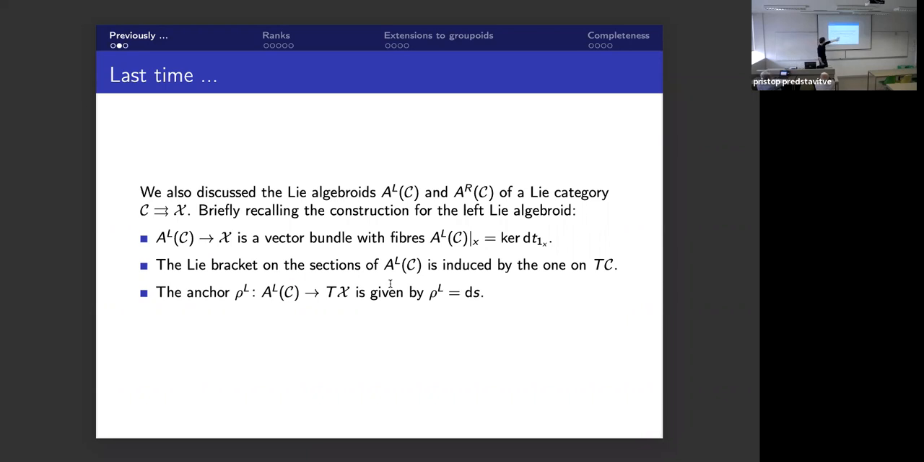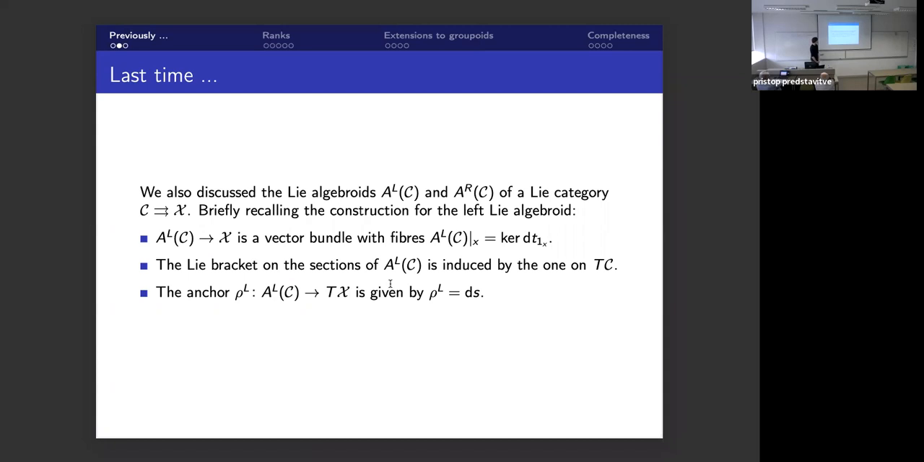So on the space of sections of A_LC, how do we introduce the Lie bracket? Well, it's similar again to the construction of the Lie algebra of a Lie group. The space of sections of A_LC is going to be isomorphic to the left invariant vector fields on the category. And of course, these are sections of TC, and there we have the canonical Lie bracket, right? So basically we transfer the bracket from TC to A_LC.